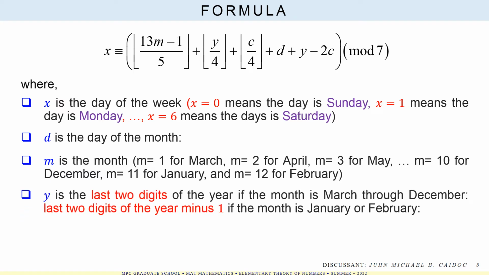Where Y is the last two digits of the year if the month is March through December, and the last two digits of the year minus 1 if the month is January or February. And C is the first two digits of the year.